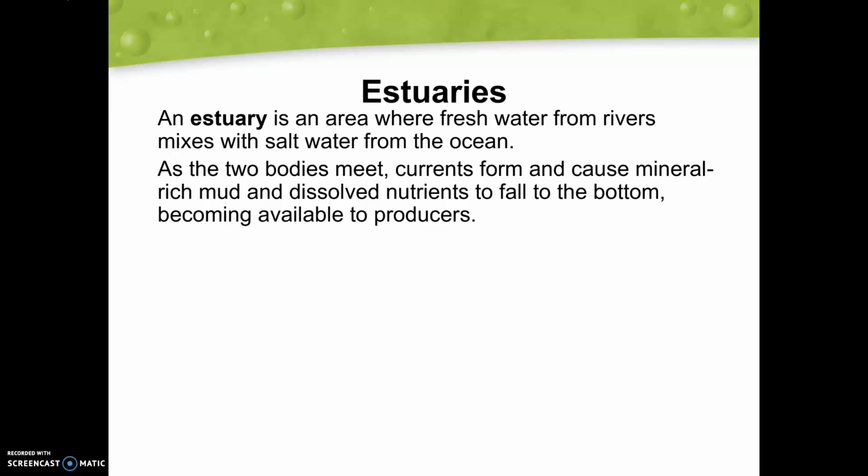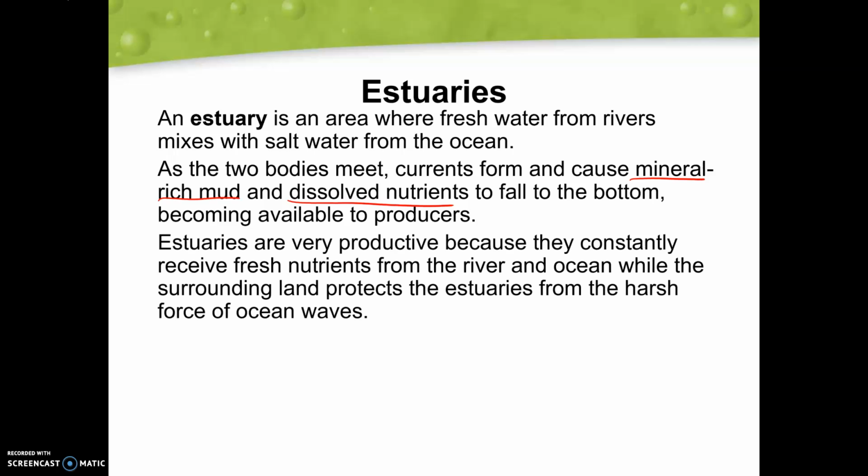So these two bodies are going to meet, and this is going to cause a mineral-rich mud and a lot of dissolved nutrients to fall to the bottom of these estuaries and make really good areas for these producers to create a lot of food for the animals that live there. We're also going to see that these are very productive because they are constantly receiving these nutrients from our rivers and our oceans, also being surrounded by land, which is going to protect them from our different harsh waves, storms, and things like that.